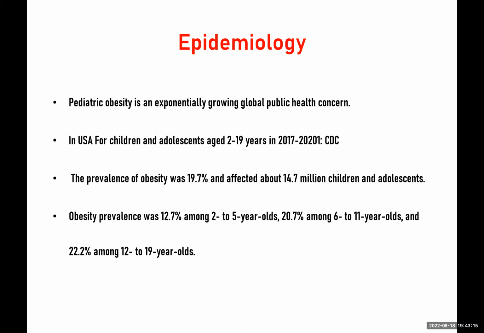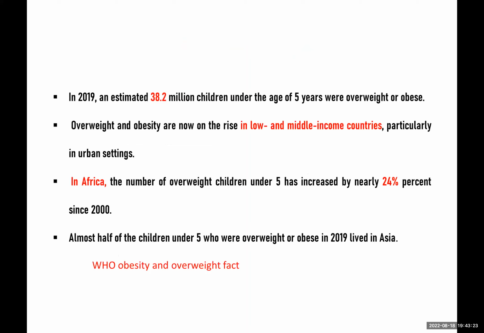And not only that, even 2 to 5 years old, even at our clinic, we see a lot of kids, aged 2 to 5 years, having obesity. In 2019, an estimated 38 million children under the age of 5 were overweight or obese. Overweight and obesity are now on the rise in low and middle income countries. It is a real problem, particularly in urban settings. In Africa, the number of overweight children under 5 has increased by nearly 24% since 2000. People think that in Africa we only have the issue of malnutrition, but again, obesity is a real problem.